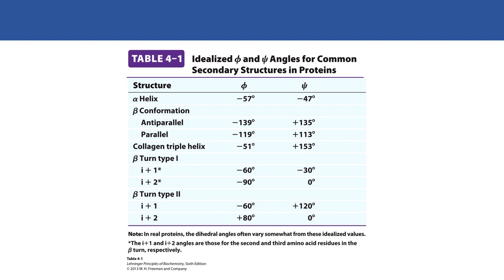So this gives you an idea of where idealized phi and psi angles are for the different types of structures. So for an alpha helix, it's negative 57 degrees for the phi and negative 47 for the psi, and you could go down the list. This is a great reference and this dictates what a Ramachandran plot is going to tell you.